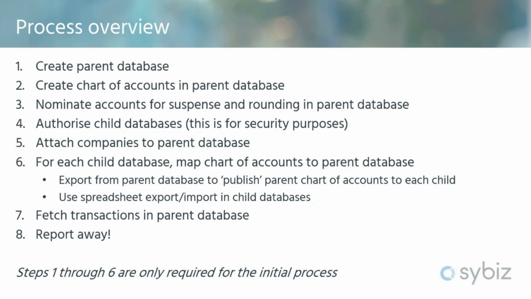And then the next step is for each of the child databases, you need to map the chart of accounts from the parent database. So there's a process there to export to publish the chart of accounts from the consolidation company to each of the child databases. That happens automatically and it spits it out to all of the child databases all at the same time. So it's a fairly streamlined process. And then we recommend to use the spreadsheet export import process in the child databases to attribute the consolidation accounts to each of the general ledger accounts in those child databases.